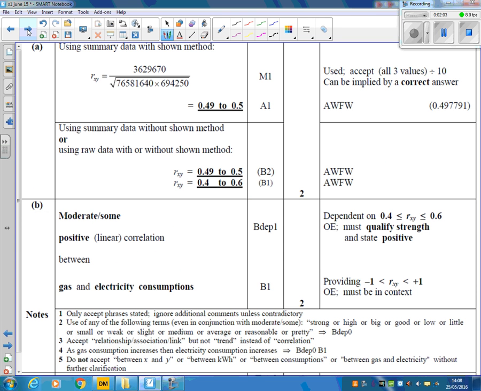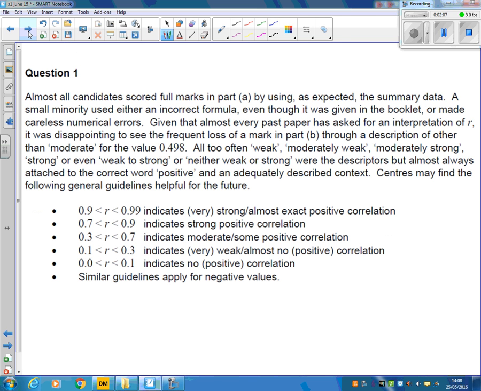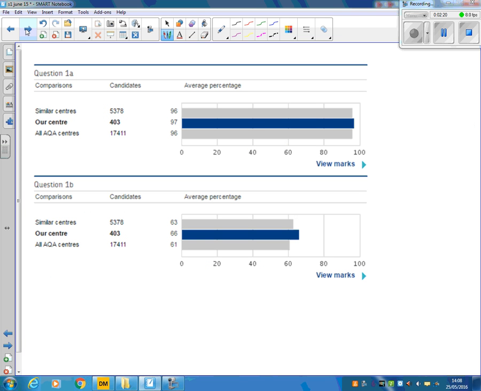Here is the mark scheme there, the word being moderate. Here is the examiner's report giving us the whole list of all the words that we have to say, moderate for the 0.3 to 0.7. And finally, there's the scores that we got. See, most people getting the first part right and about 2/3 of marks in the second part.